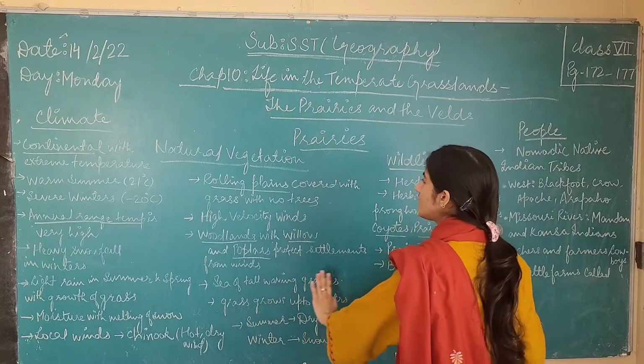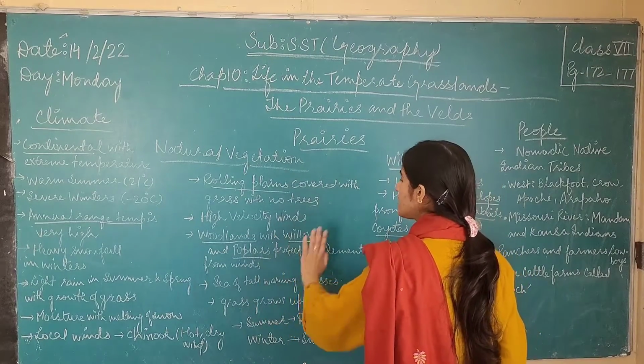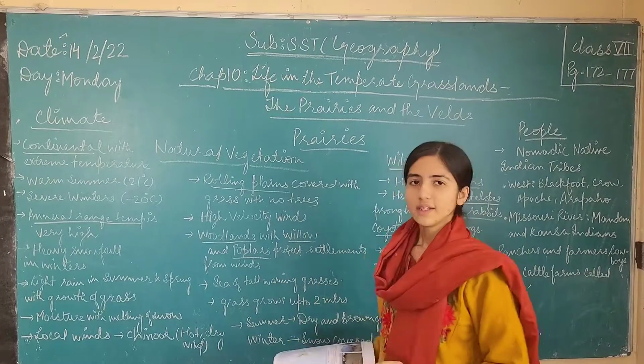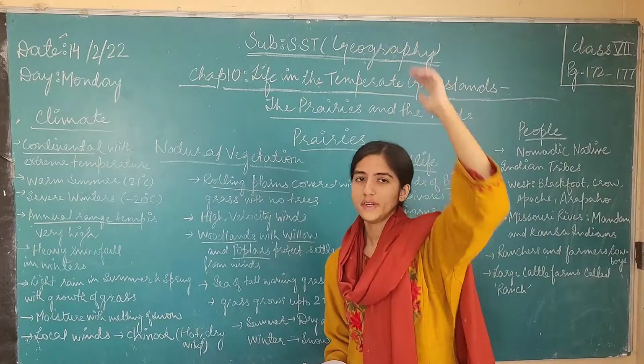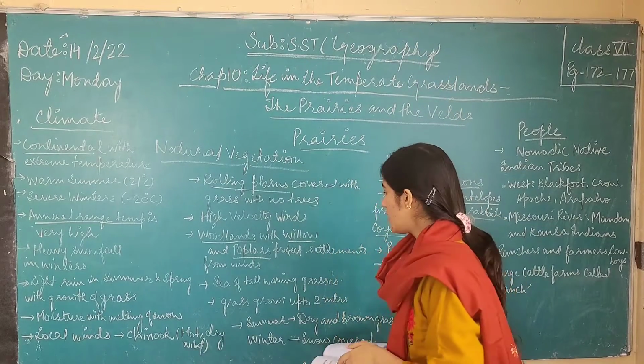Then the grass of the prairies grassland can grow up to 2 meters. The height of the grass can grow up to 2 meters. Like this is 1 meter, and it can go up to 2 meters. So this is how tall the grass is there in the prairies grasslands.